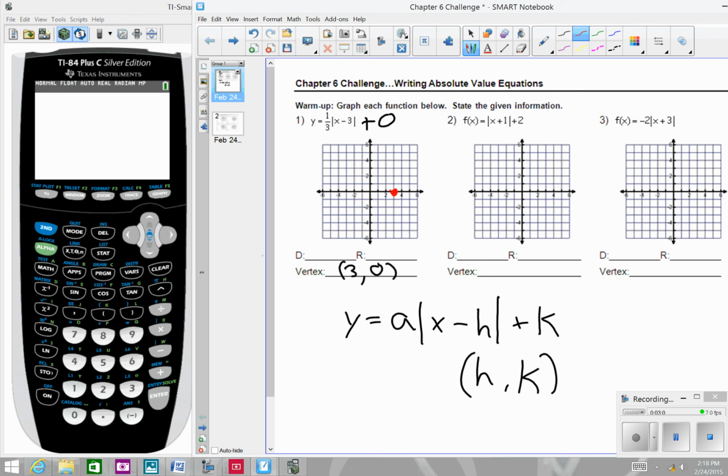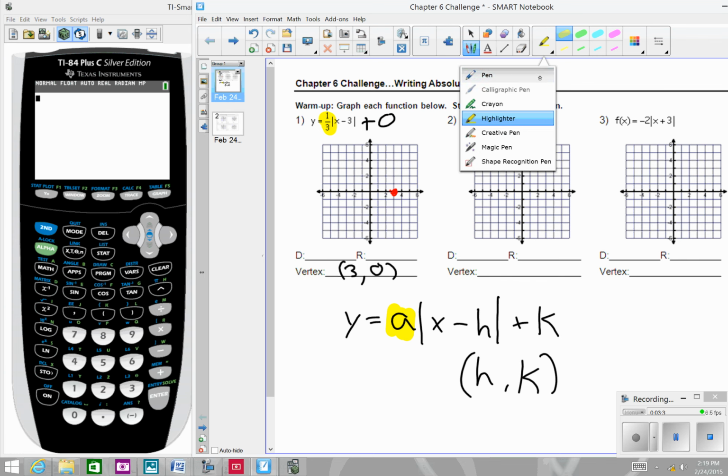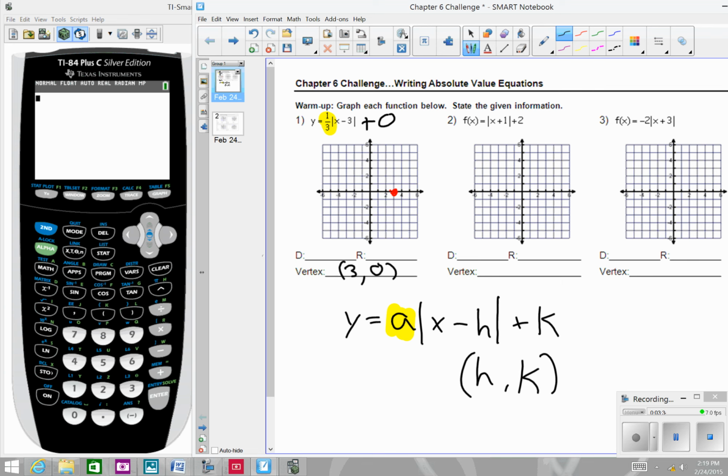Now, looking at this function, what's being multiplied, in front of the absolute value brackets, is going to be our slope. In this case, our slope is going to be 1/3. So if our slope, or our a value, is 1/3, that means from the vertex, I am going to rise 1, run 3. Let me get a pen here. So I am going to rise 1 and then run 3. 1, 2, 3, for my second point.